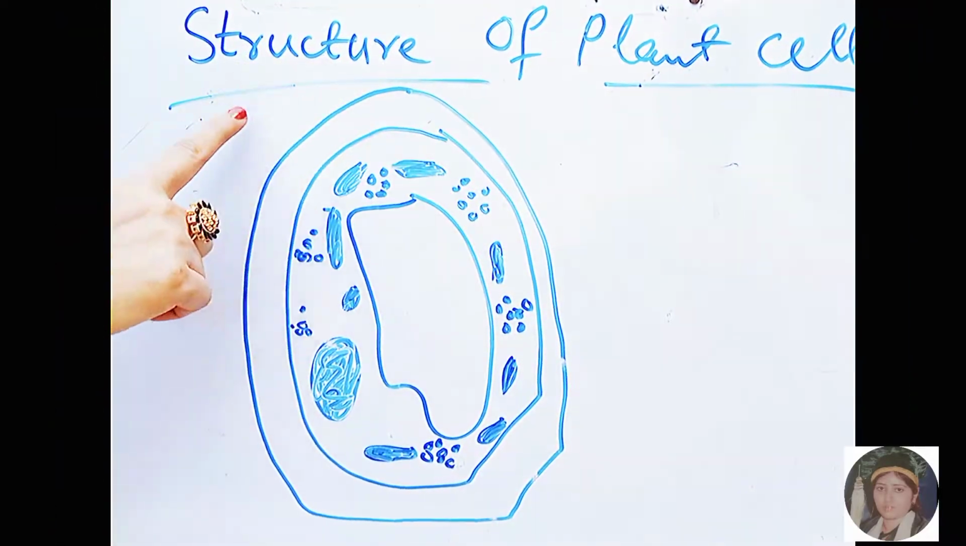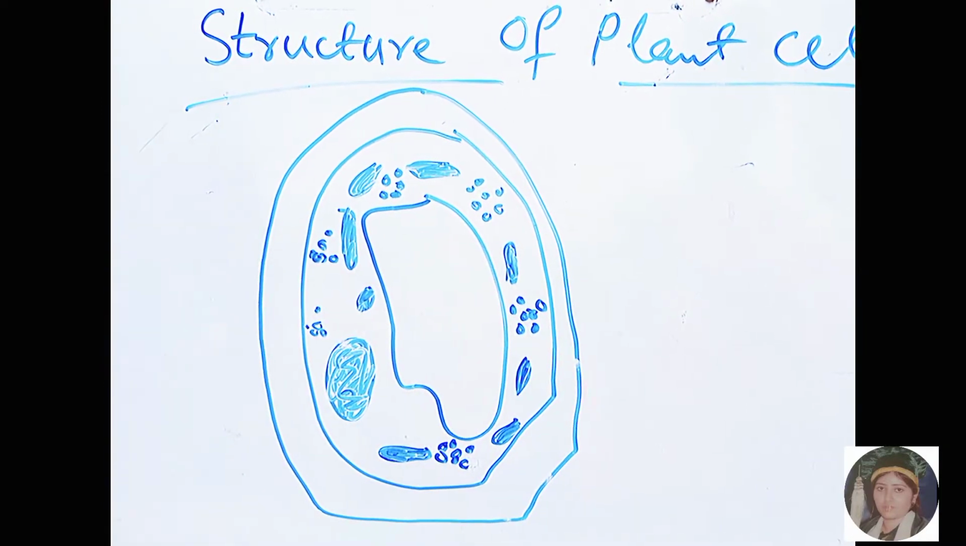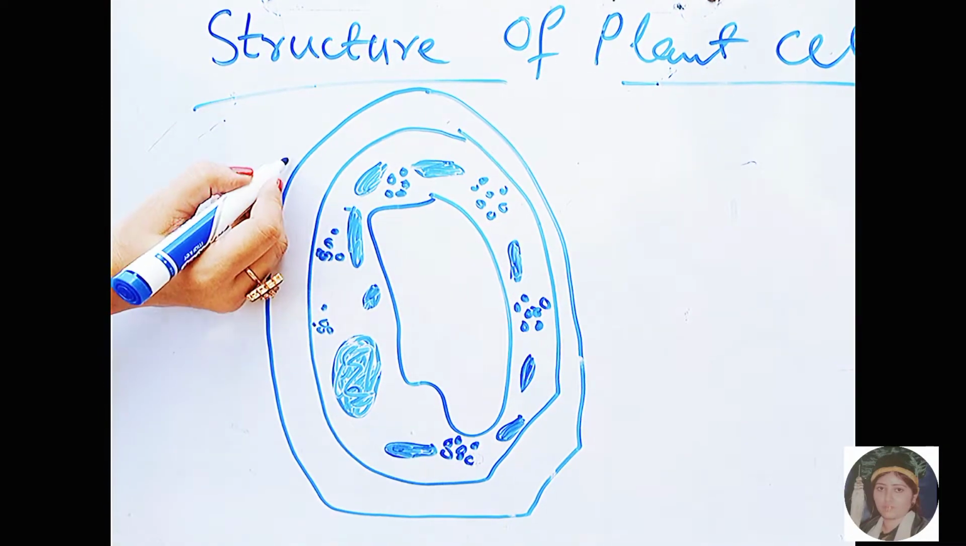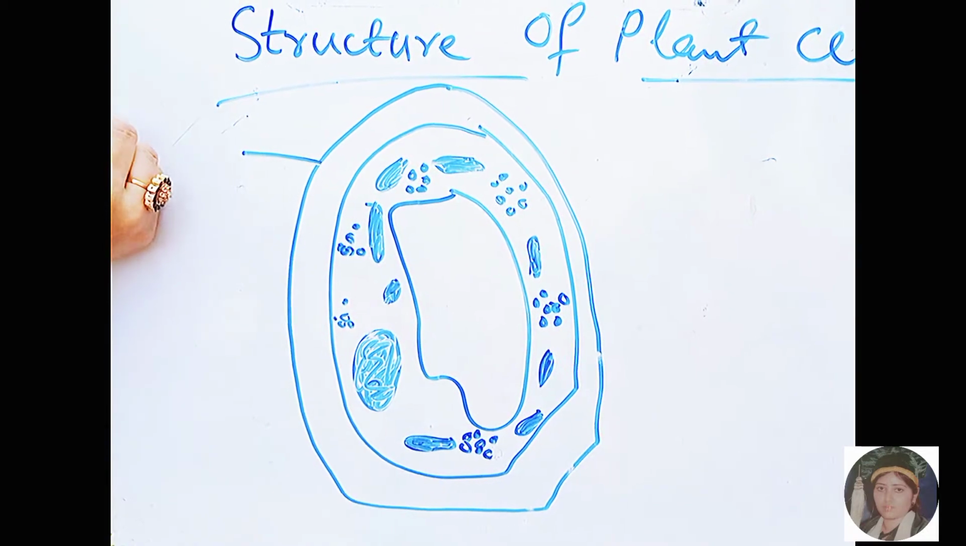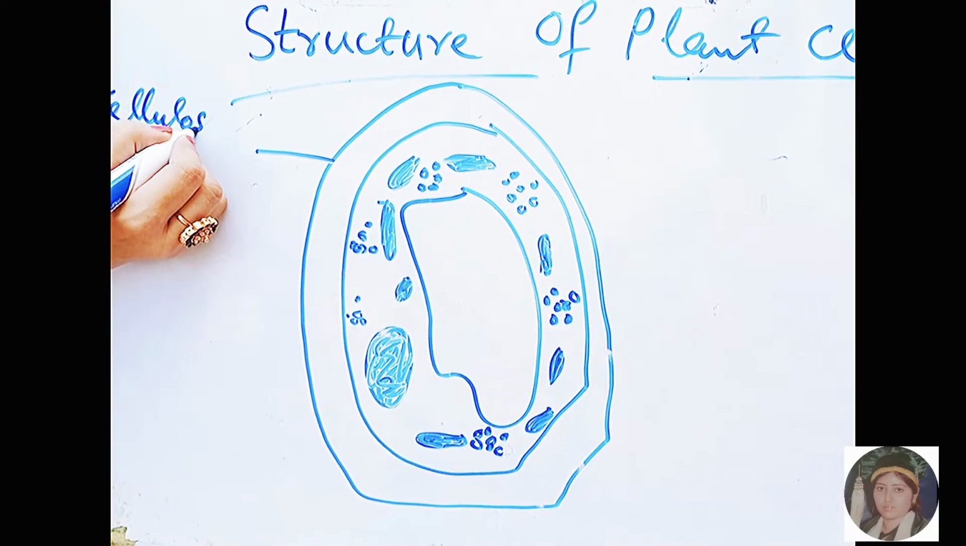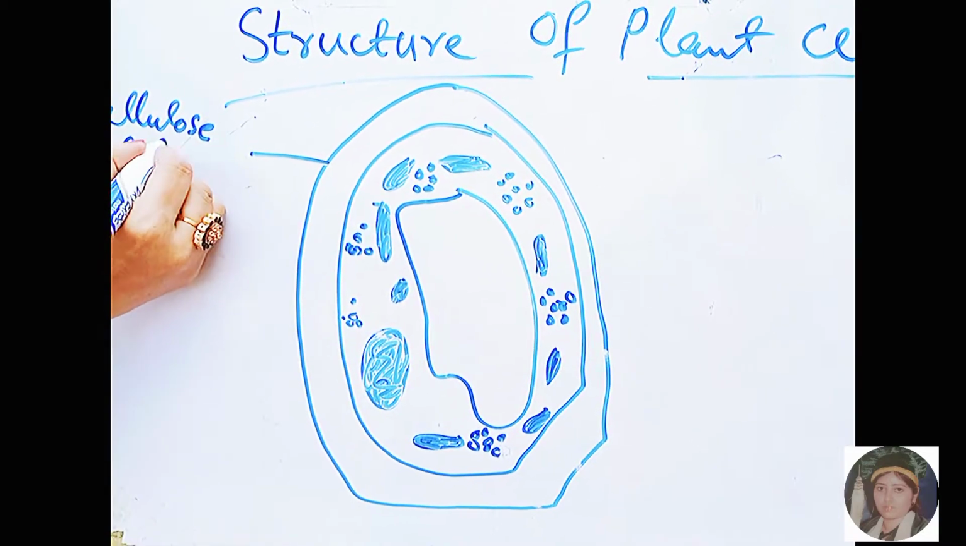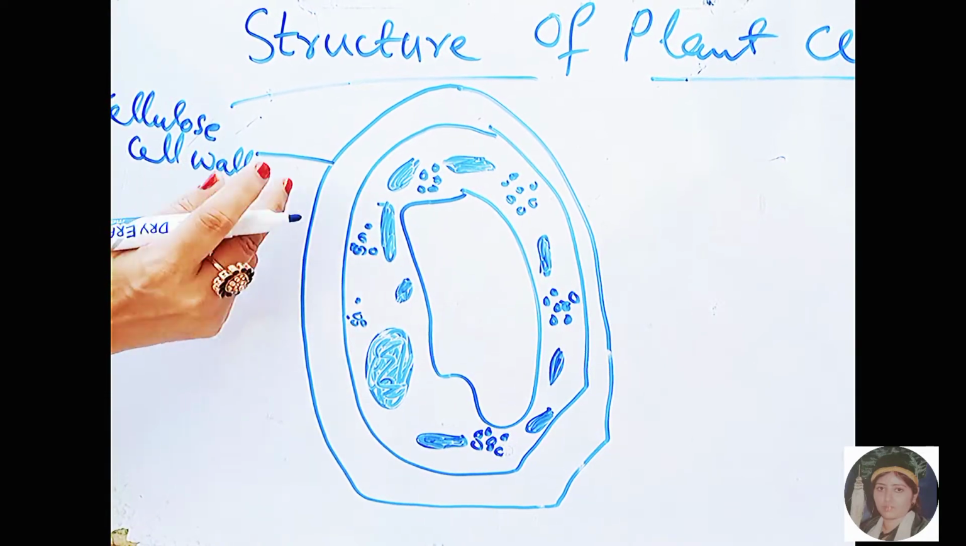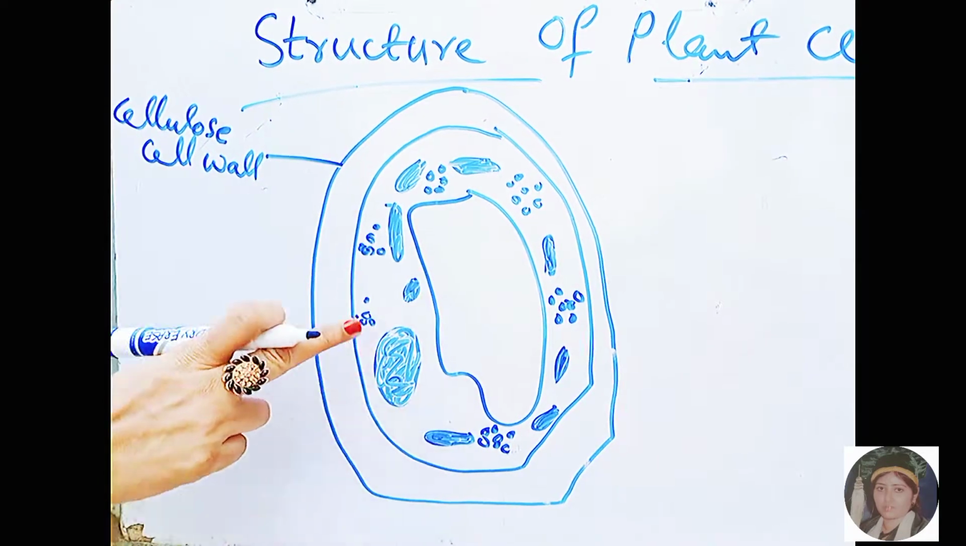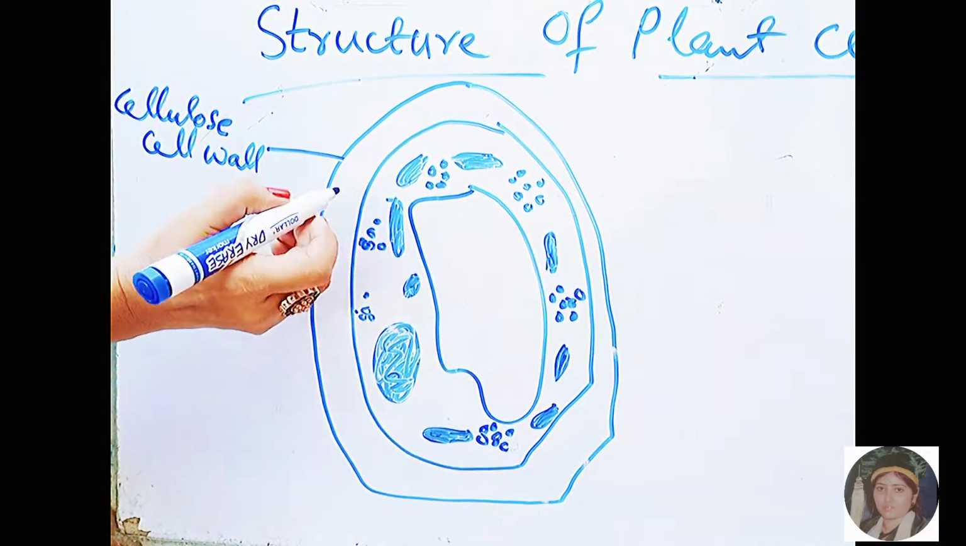Structure of plant cell. Cell wall. Plant cells have a cell wall as well as cell membrane. The cell wall is made of material called cellulose and it helps to keep the plant rigid. Cell membrane is a thin skin around the outside of the cell.